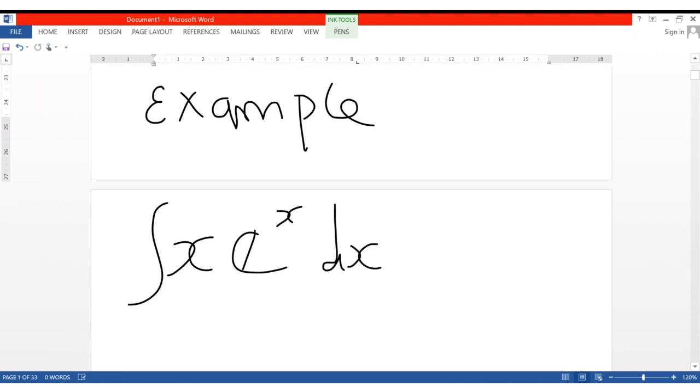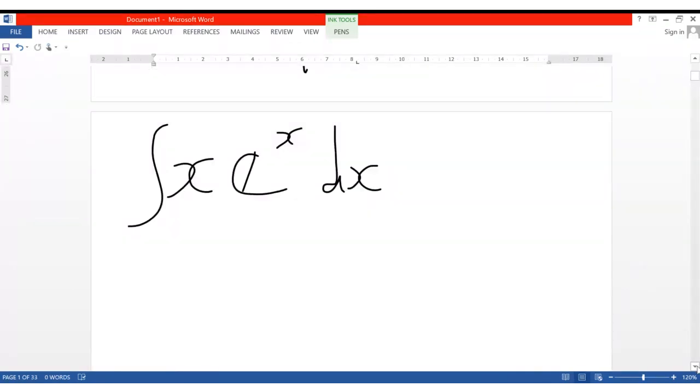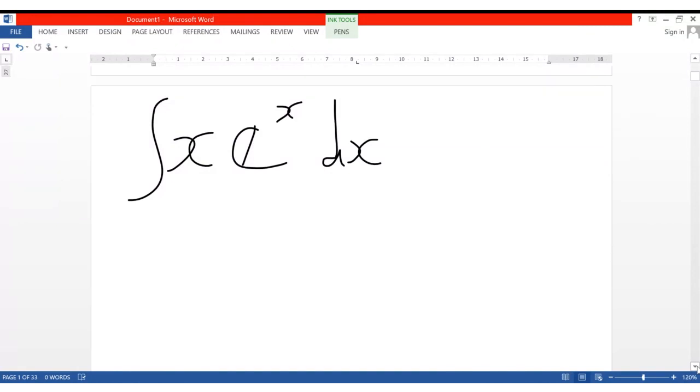Very easy function. You can see this one is a product of two functions, x and exponential x. So we shall use integration by parts. It's called integration by parts. So which function shall we call u, and which shall we call our dv?